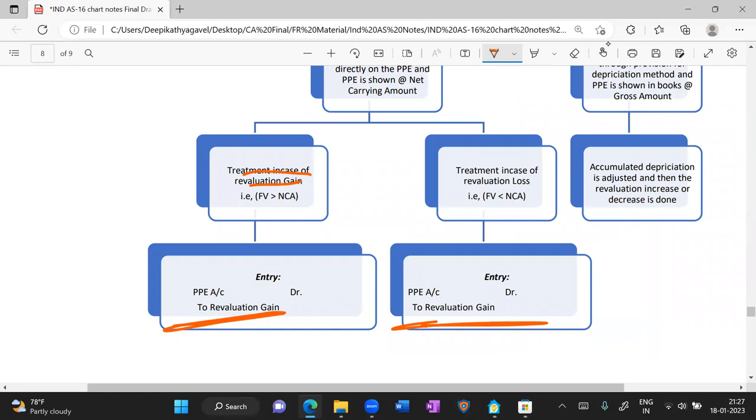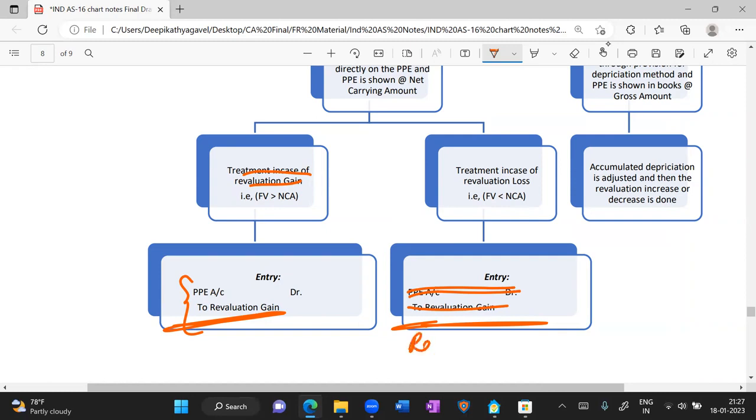Treatment in case of revaluation gain. In case the fair value is greater than the net carrying amount, that means you have a profit. There's a gain situation. In that case, you can directly adjust the revaluation gain with the PP. In the other case, where the fair value is less than the net carrying amount, there's a loss. So this entry is wrong actually. There's a loss, and that loss also can be directly adjusted with the PP.